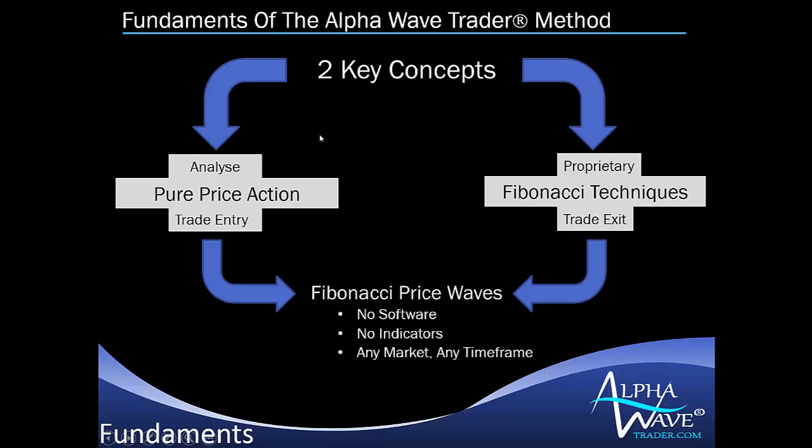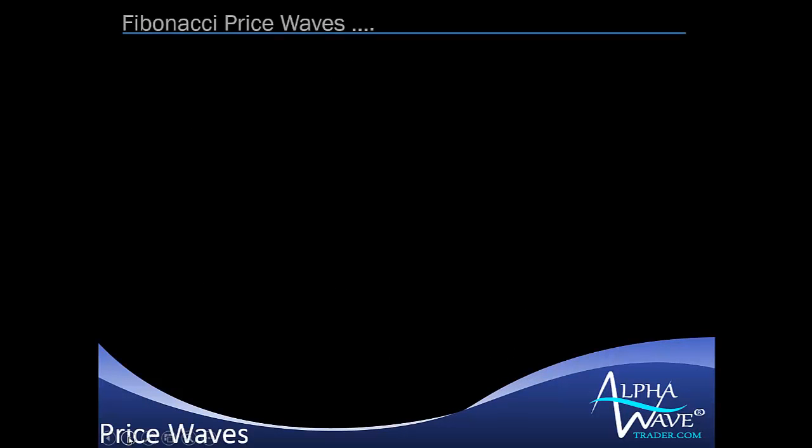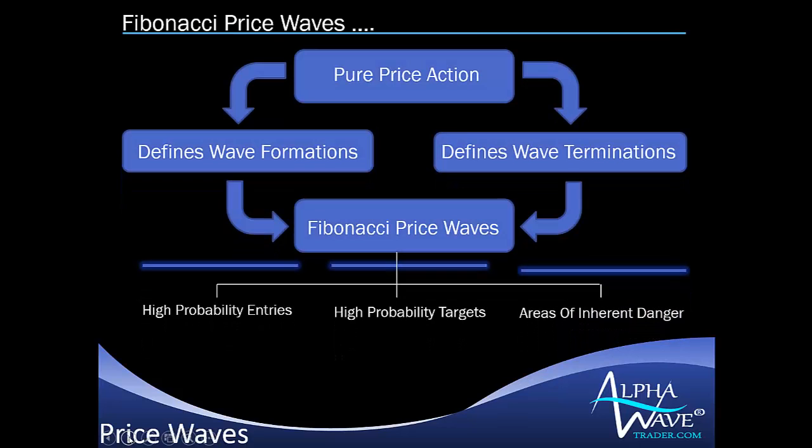In the course, I teach and I trade 2 key concepts: pure price for entry and Fibonacci for exits. No software, no indicators, any market and any time frame. Pure price action is what defines wave formations, wave terminations, and forms Fibonacci price waves, therefore giving you high probability entries, high probability targets, and show areas of inherent danger.